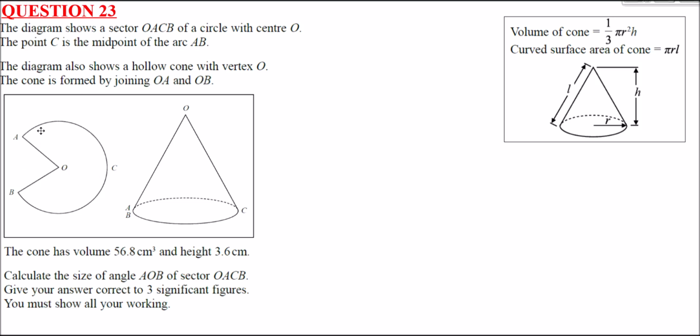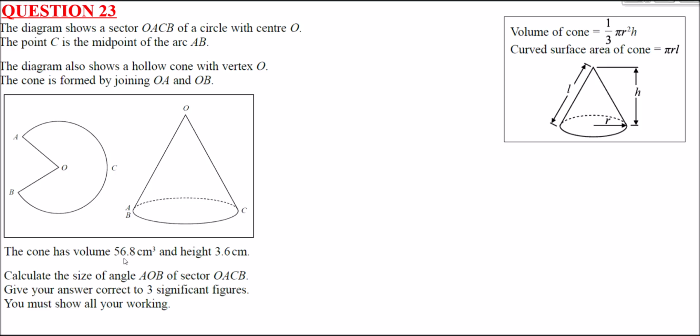So if you imagine a major slice of a circle being sort of folded up, this one goes to the middle, and you scrunch A and B together, and it forms like a paper cone. So the key insight here is that the curved surface area of this cone is one and the same as the surface area of one side of this sector, because this is curled up and pointed upwards to make this cone. We're then told that the cone has a volume of 56.8 cubic centimetres and a height of 3.6 centimetres. We also have some formulae here which are going to help us.